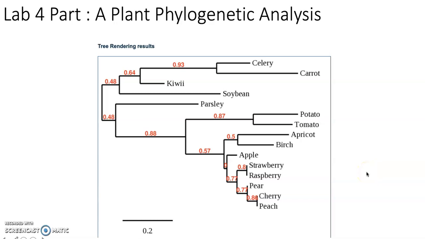Hi all, here's a brief tutorial to help you with the phylogenetics part of Lab 4, Oral Allergy Syndrome. These parts of the lab ask you to do a phylogenetic analysis of some plants that we commonly eat. In a phylogenetic analysis, genetically based material from a variety of organisms is collected and compared to one another.